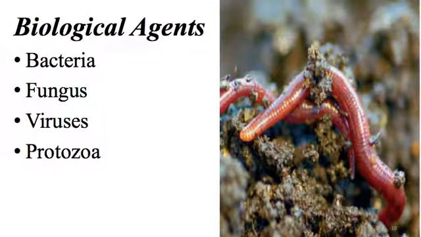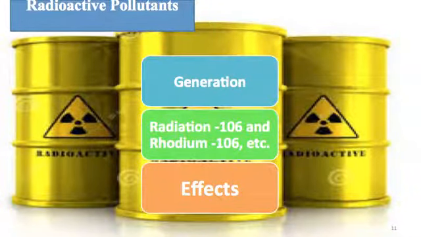Biological agents. Biological agents such as bacteria, fungi, viruses, and protozoa are a major source of soil pollution, as these are mostly spread through the discharge of human and animal waste, which is the major source of soil pollution.